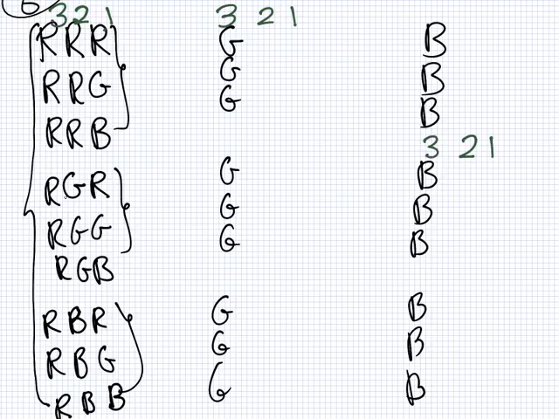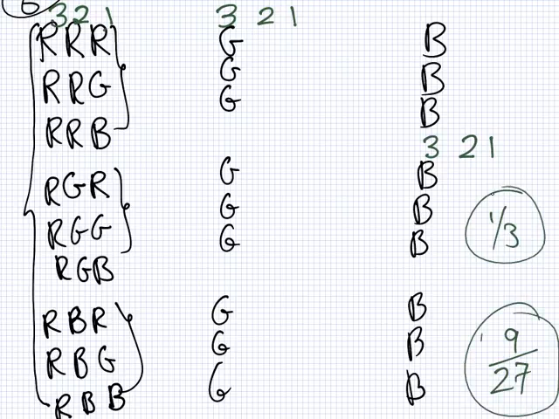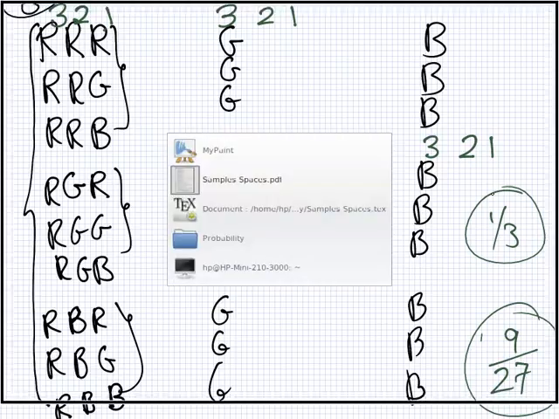Well, how many of those are? 9 of them. And how many altogether? 27. 1 over 3. Which kind of makes sense if you think about it, because by the time you get to the last ball, there's still 3 in the bag, and only 1 of the 3 is red. Yes? Okay, there's still a couple more I want you to do.